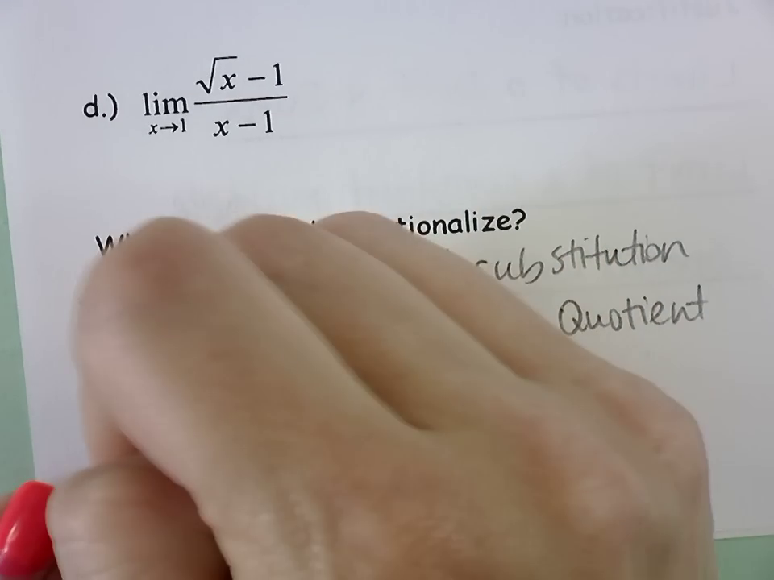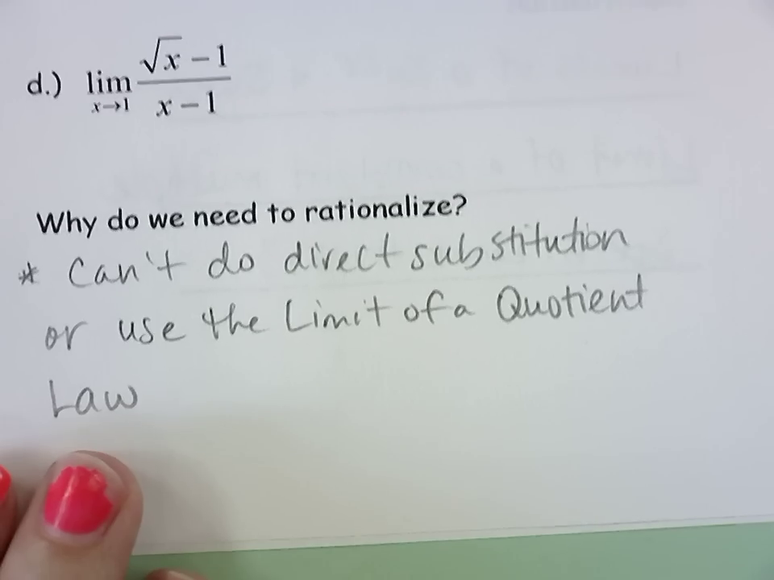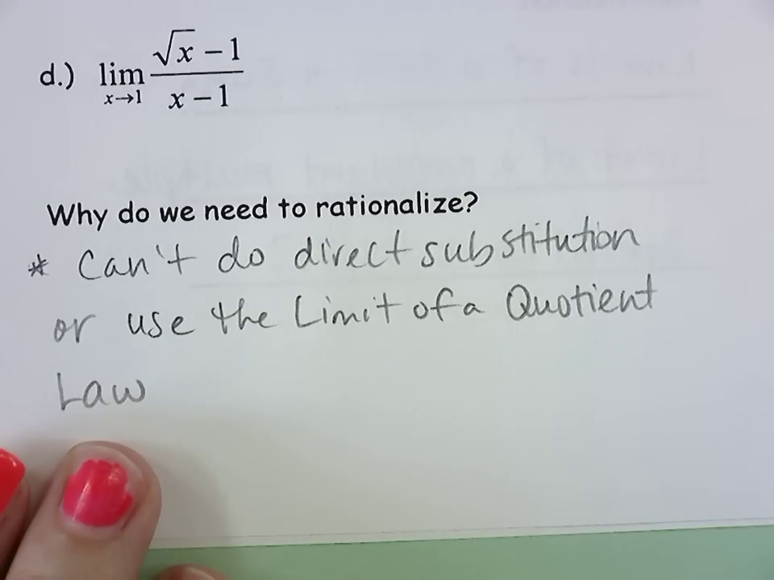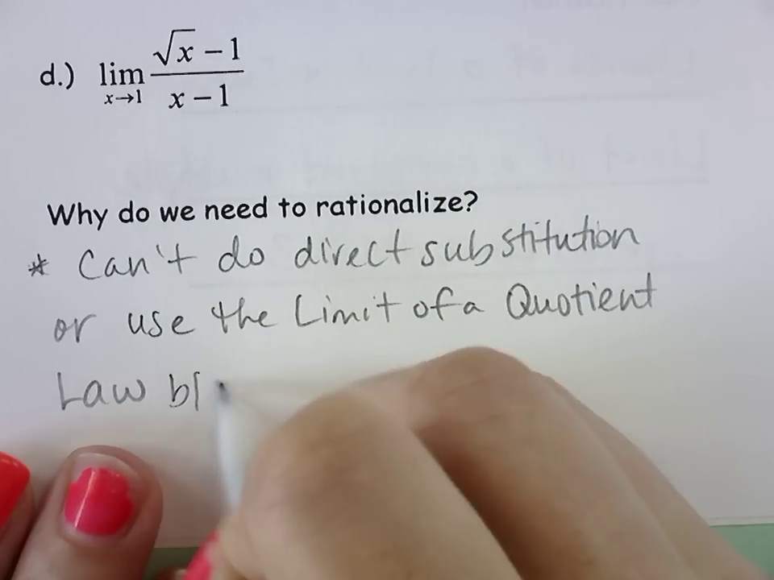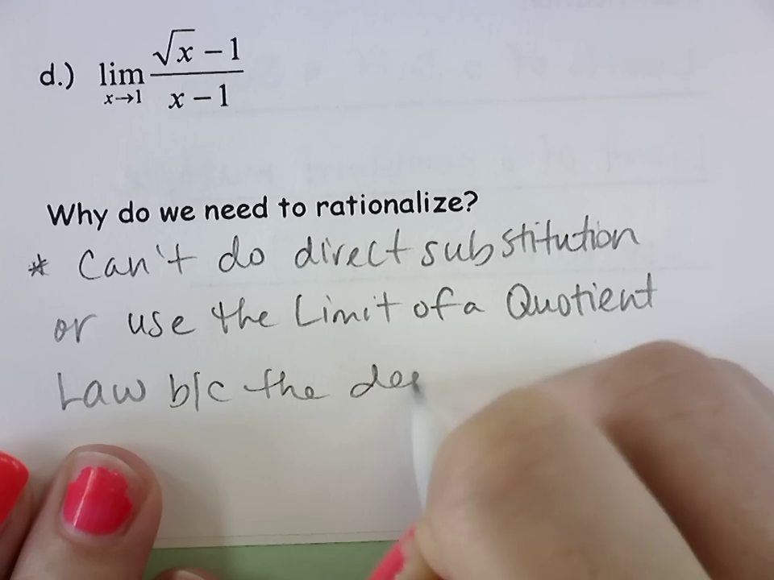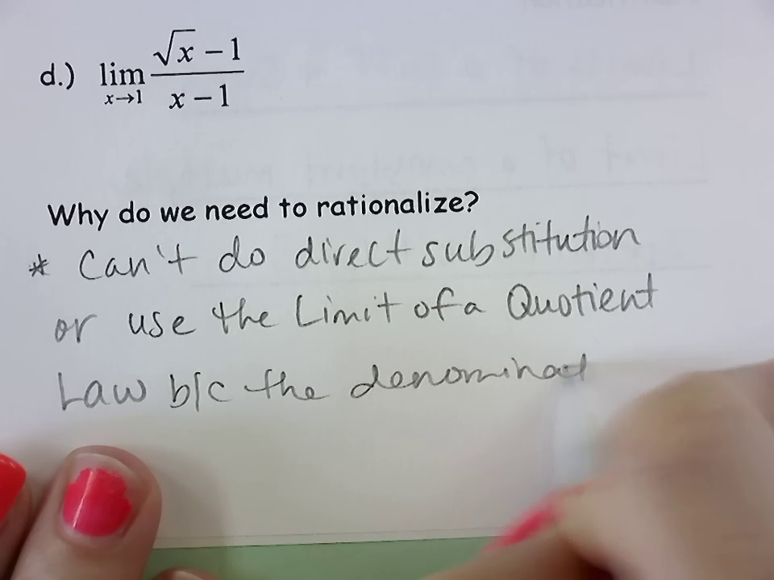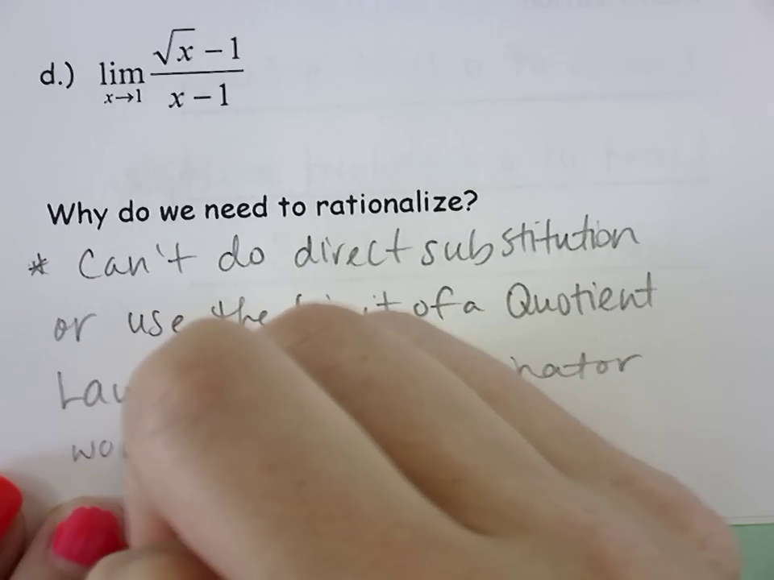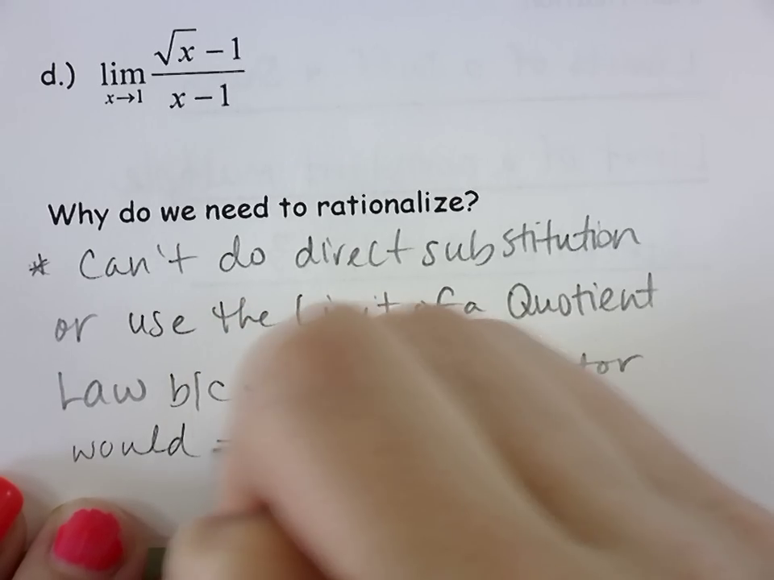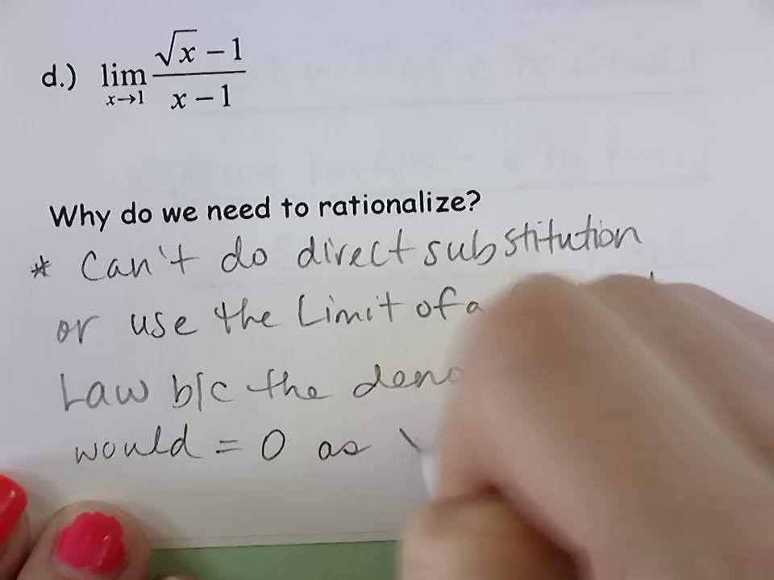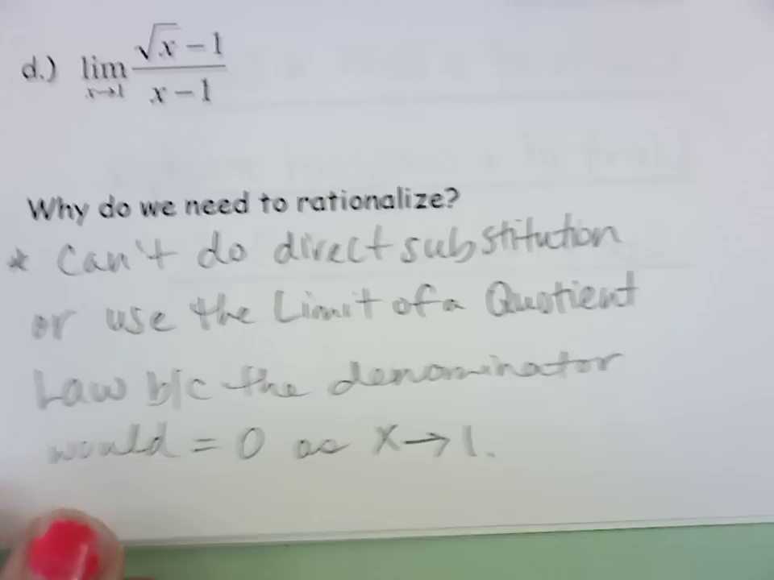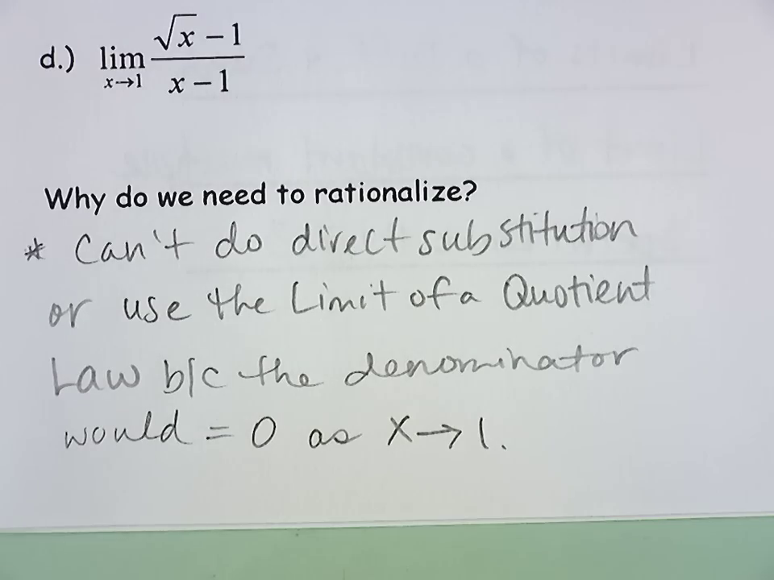Anybody want to tell me why we can't use it? Because we still get 0 on the bottom. Okay, so because the denominator would equal 0 as x approaches 1. If it's going to be 0 in the denominator, you can't do direct substitution and you can't use the limit of a quotient law.